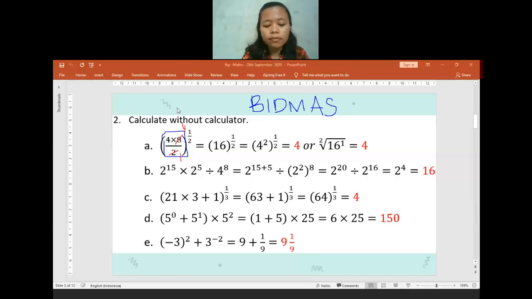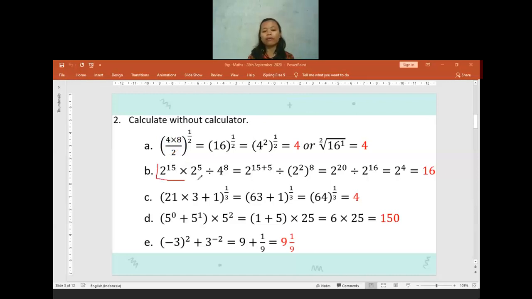If you really have no question, I will move to the next question, question B. We have 2 to the power of 15 times 2 to the power of 5 divided by 4 to the power of 8. Here, I will simplify the very first calculation, 2 to the power of 15 times 2 to the power of 5. It is a multiplication, so we add the powers.